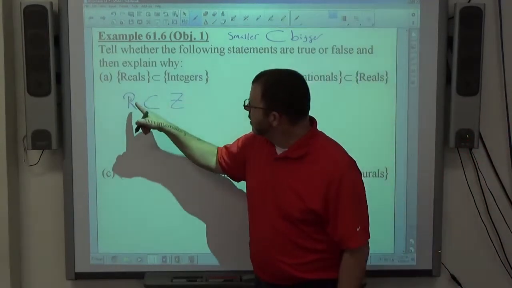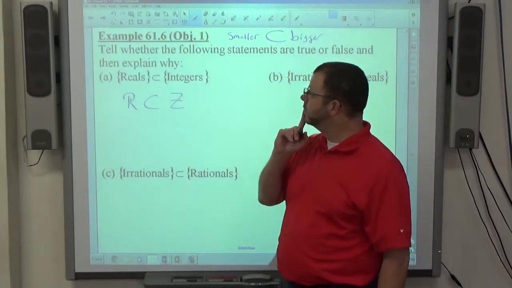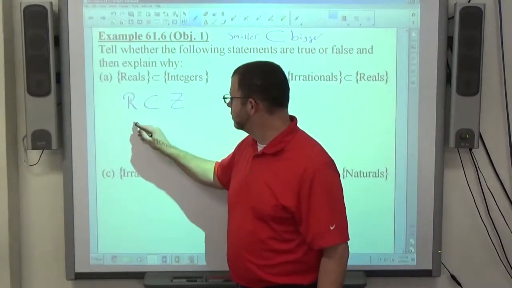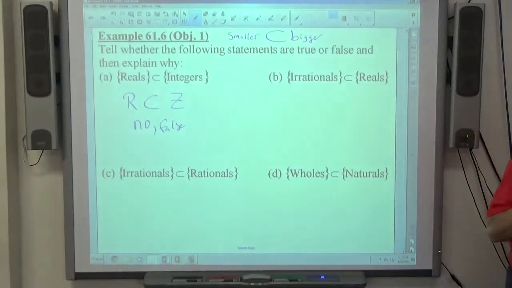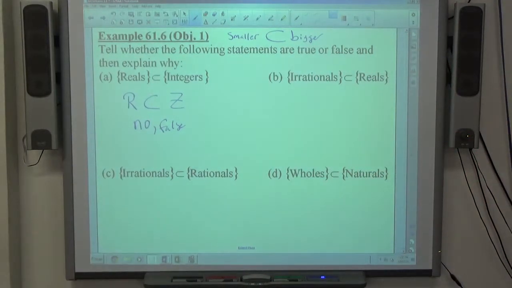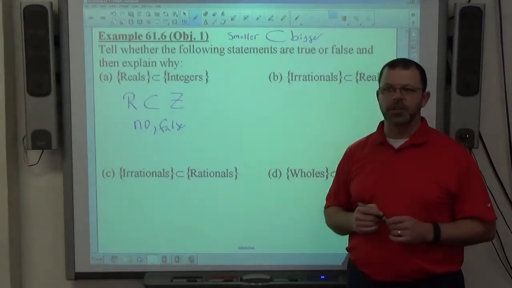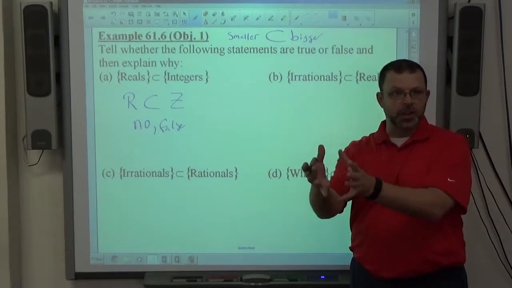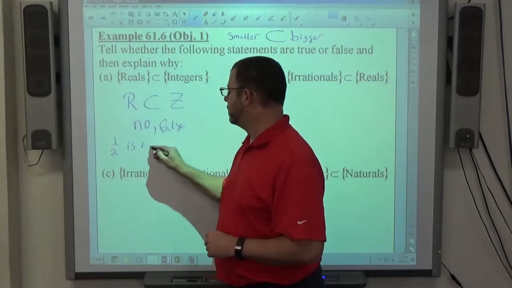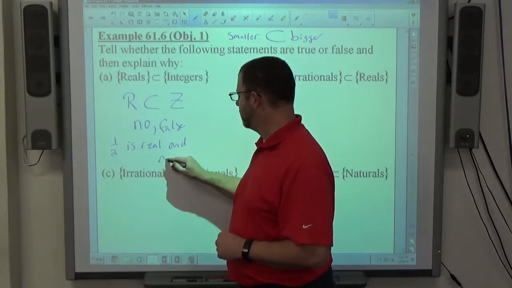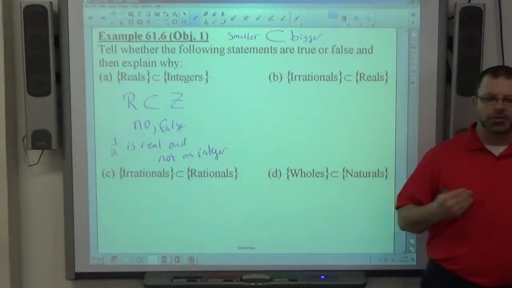But looking at this, is the set of real numbers smaller than the set of integers? No. True or false? That's a false statement. They wanted us to explain why it's true or false. So this is false. All you have to do to prove a false on a subset question is to say that some number is in the first set that's not in the second set. So watch this: 1/2 is real and not an integer. Anytime you want to prove a false, just give me one example.